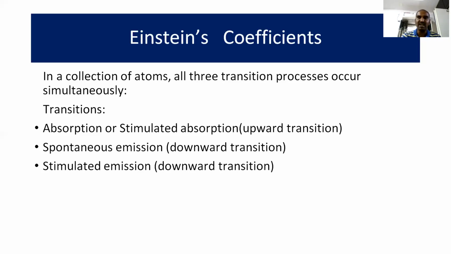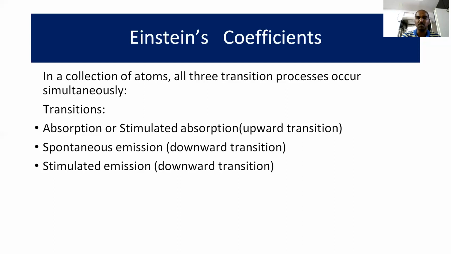Now let us see briefly what Einstein's coefficients or Einstein's theory of radiation are about. In a collection of atoms, usually a material which is made up of atoms, three transition processes usually take place simultaneously. Those three transition processes are, one, absorption, also known as stimulated absorption. Usually it takes place in the upward direction, that means from the ground state to higher energy levels.